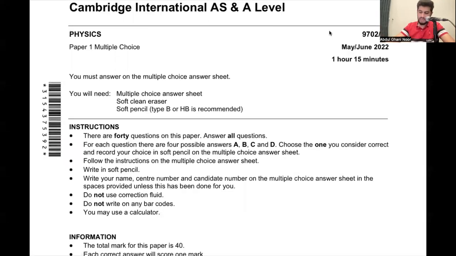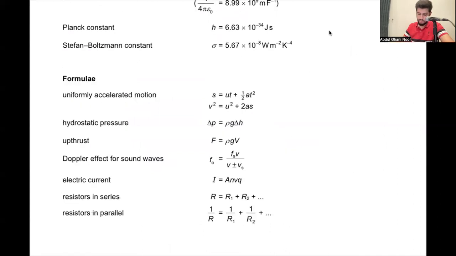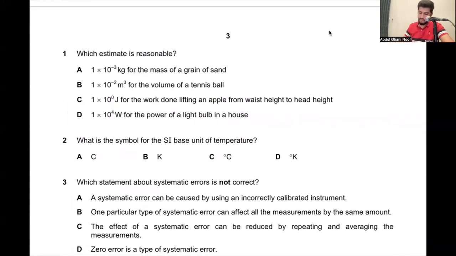So we will be solving May-June 2022 question paper 12. The first question: which estimate is reasonable?